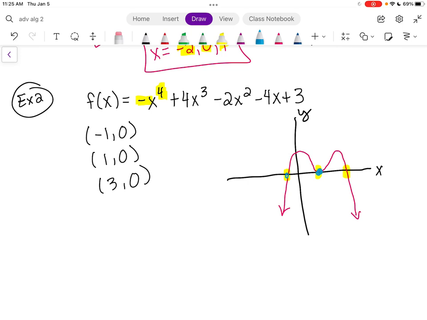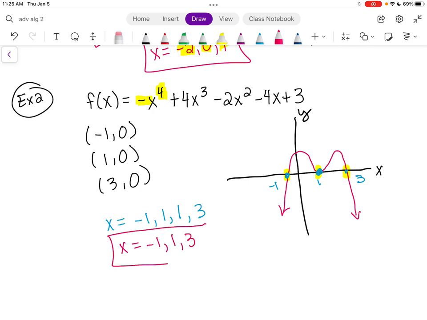So we have this root at negative 1, this one at 1, and this one at 3. And the way you would see that mathematically is you'll see negative 1, 1, 1, and 3. So technically there are 4 of them. However, we don't write repeats when we're writing solutions. So the actual solution would be without the repeat: negative 1, 1, and 3. So just so you know, this is degree 4. There are 4 roots. We just don't write the repeats.